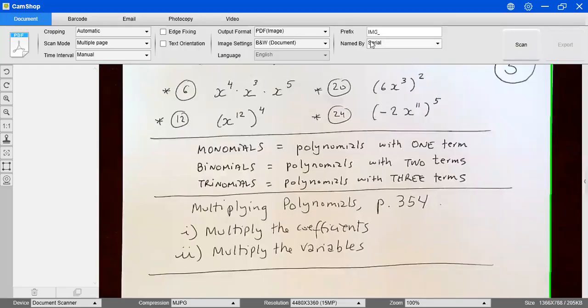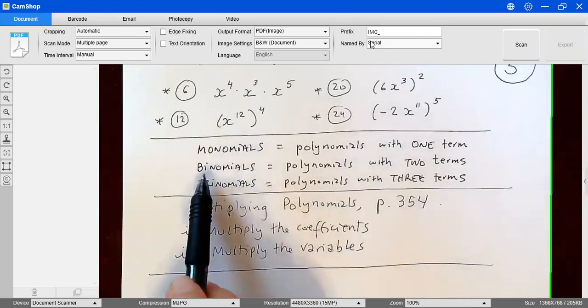So before starting the next part of this section, it is important to know some terminology, because I'm going to be using that terminology from now on. So anytime that I say or refer to a monomial, what I mean is a polynomial with one term. So monomials are polynomials with one term.